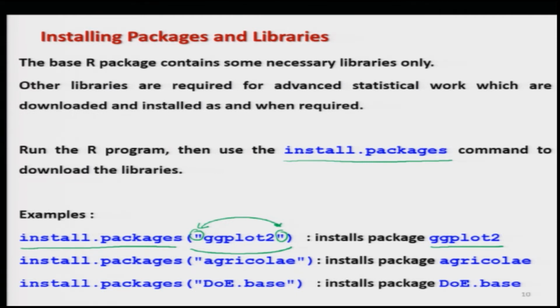Similarly, if you want to install another package whose name is agricolae, then you give the name inside the brackets within the double quotes, and you give the command install.packages, and then the package will start getting installed on your computer. And similarly, if you want to install another package for design of experiments called doe.base, then you have to give the exact name here.